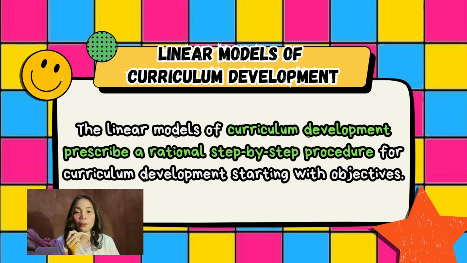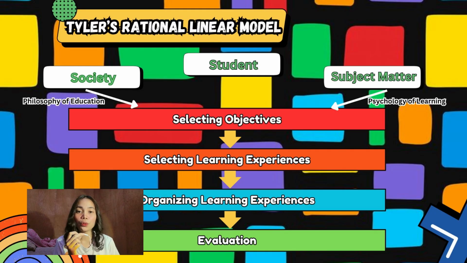So the linear models of curriculum, they follow a step-by-step systematic approach that begins with setting clear learning objectives, followed by selecting appropriate content. Then they will organize the learning experiences of the students, and finally they can assess the student outcomes.